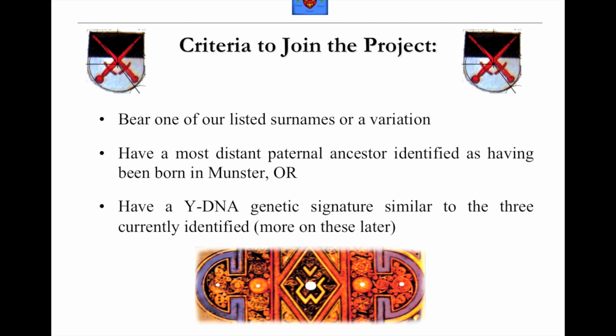In order to join the project, the participant has to bear one of our listed surnames or a variation of it, have a most distant paternal ancestor identified as having been born in Munster, or have a Y-DNA genetic signature similar to the three currently identified, which you'll hear more about later.